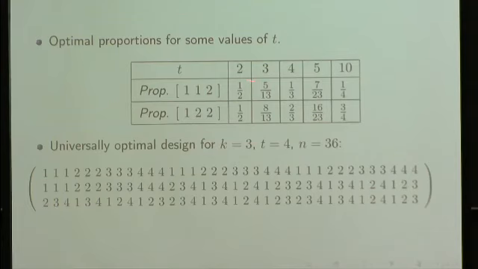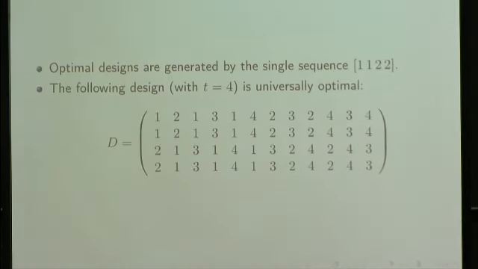So for k equal to 3, t equal to 4, and n equal to 36, you have this design, which is an optimal design, universally optimal among all possible designs for a model with full interaction. For t equal to 4, the optimal design is generated by one single sequence, which is 1, 1, 2, 2. So for t equal to 4, you consider all the possible permutations, and you have here an optimal design. Just to say that the rows are the periods and the columns are the subjects. It's not the same as the previous.